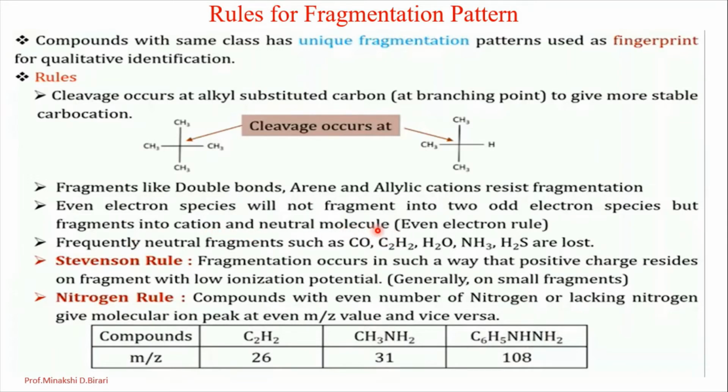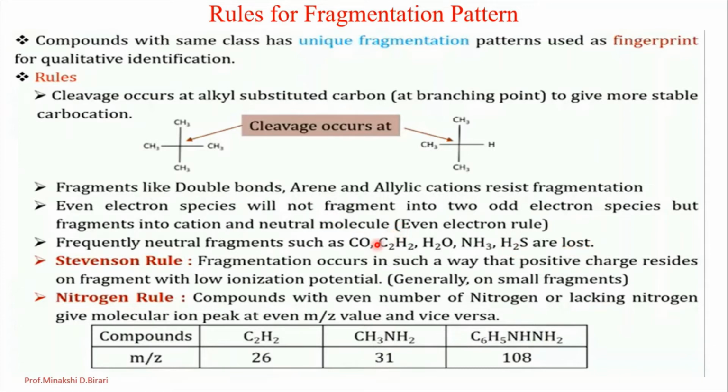Next important rule, frequently neutral fragments such as CO, C2H2, H2O, NH3, H2S are lost. So during the cleavage or the fragmentation process, there is the elimination of stable neutral groups like CO, C2H2, H2O, NH3, H2S, HCl, etc. that will be lost. So that is also an important rule.